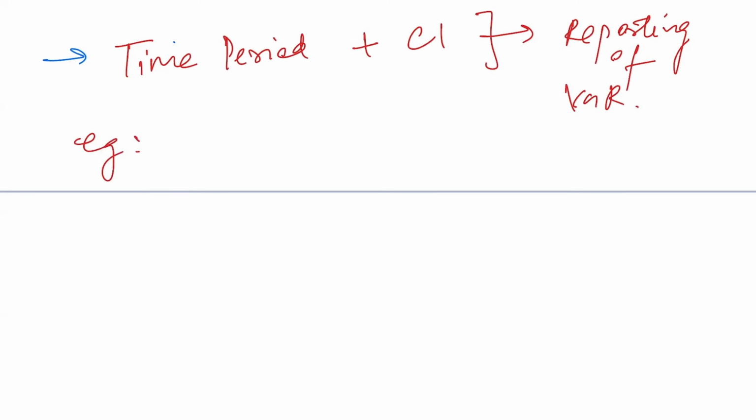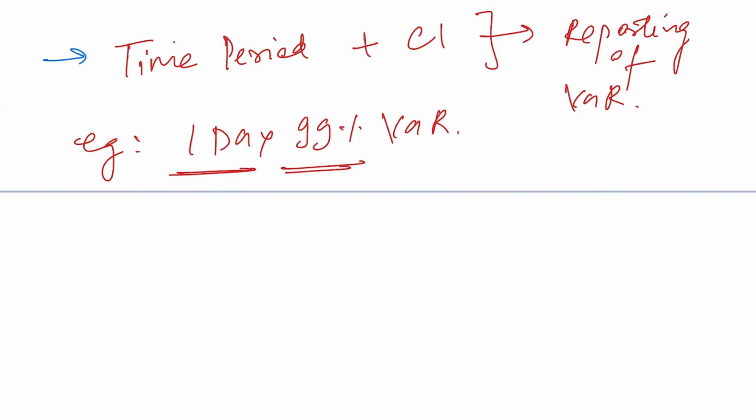So how we will say it is 1 day 99% value at risk. What this means is we are calculating our potential loss over a period of 1 day, and the confidence interval that we are taking is 99%, and VaR is nothing but value at risk.